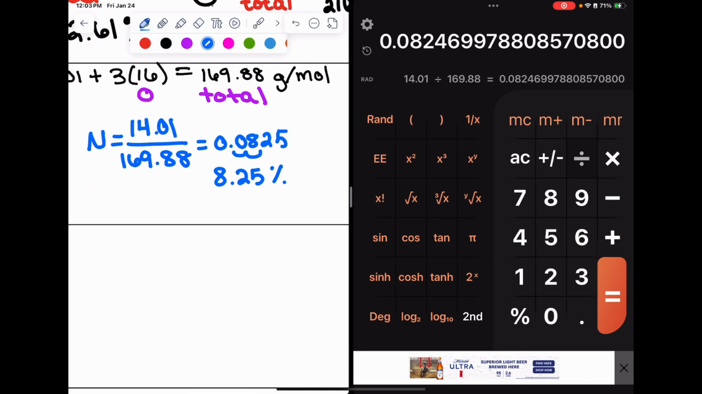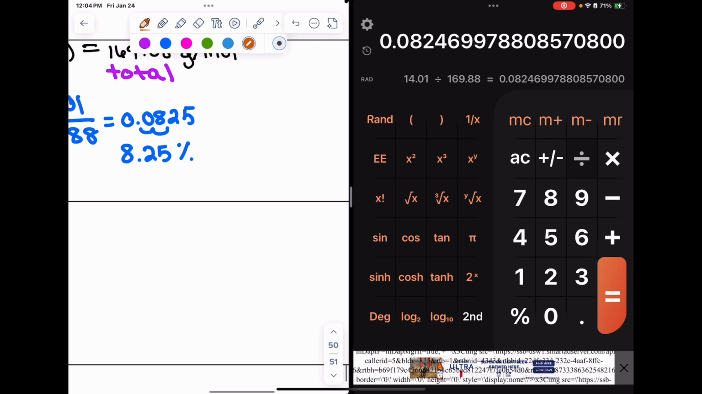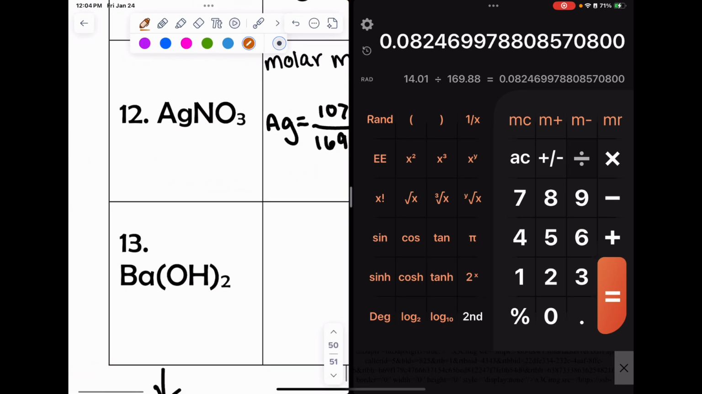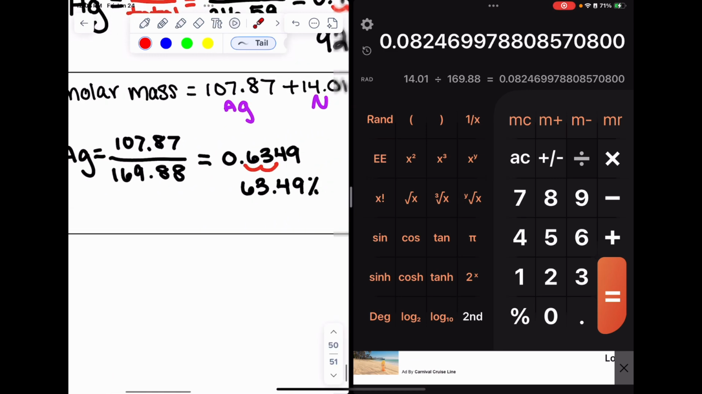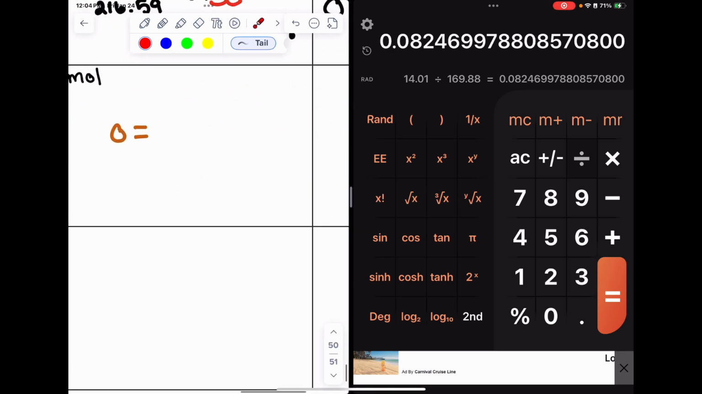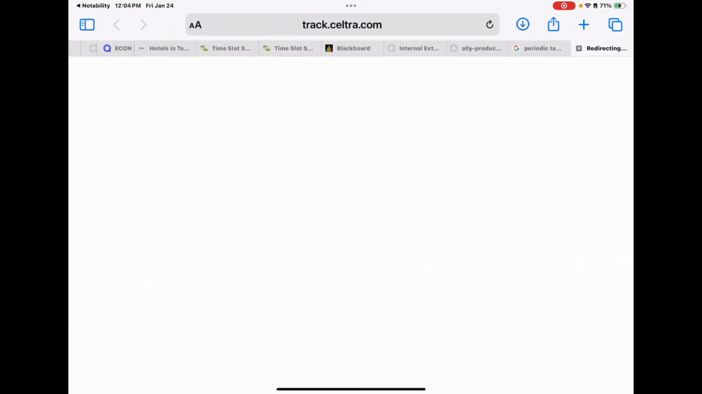Last part, let's do the same with oxygen. Let's do this pretty color, orange. All right, so oxygen, be careful here. Oxygen has 3. So we need to make sure that we multiply the mass of oxygen by 3. So I'm just going to take this part. 3 times 16, 3 times the mass of oxygen. Put that on top. And then divide it by the total, which is 169.